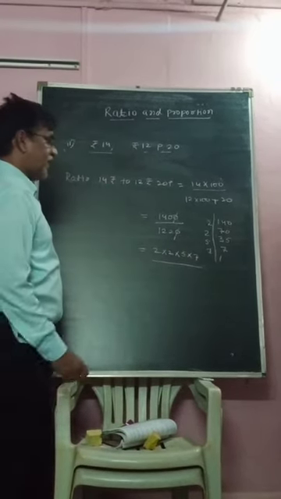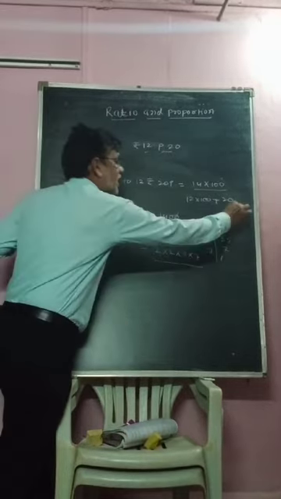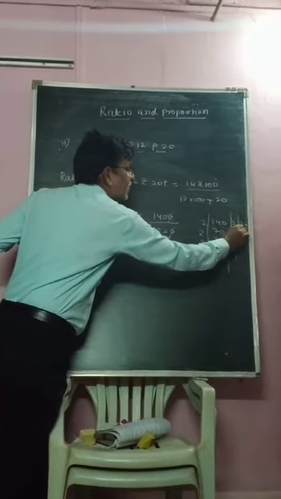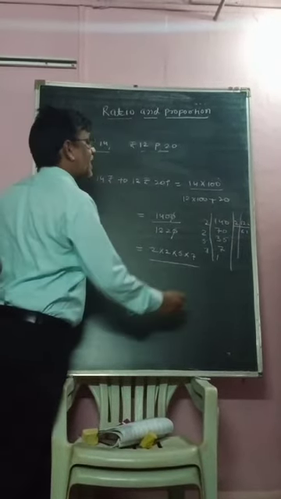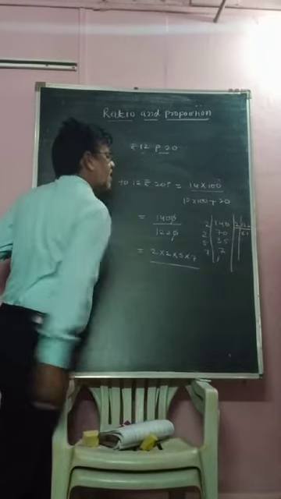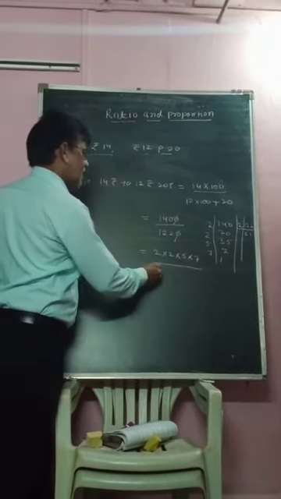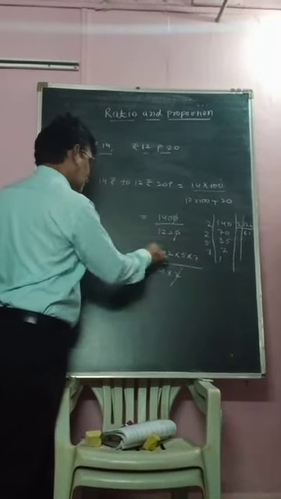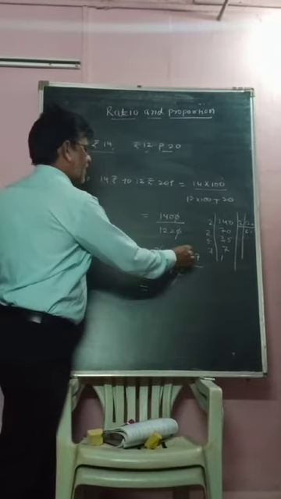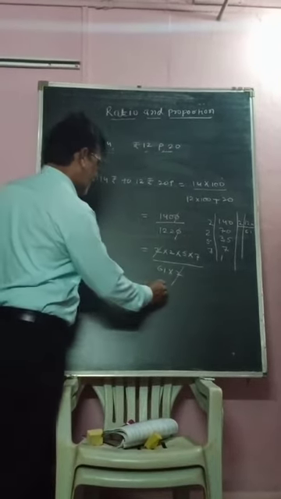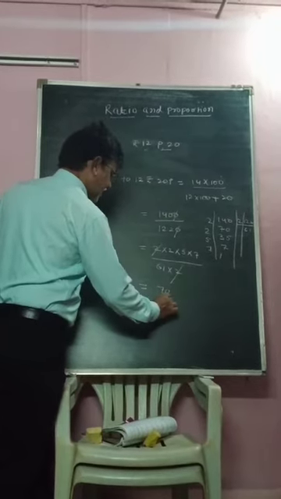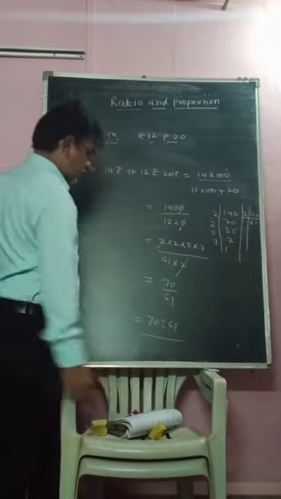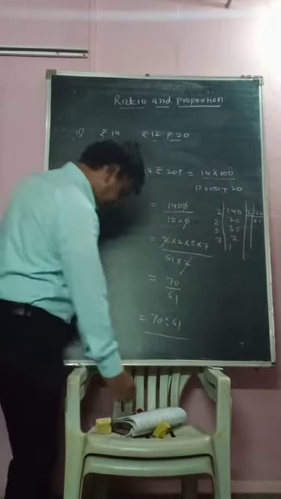Now 122, factors of 122. See here, 122. See, first 2 6s are 12, 2 1s are 2. Right? It is 61 into 2. Here only you can cancel this 2 and this 2. Now what we get? 35 2s are 70 by 61. So the ratio is 70:61. Right?